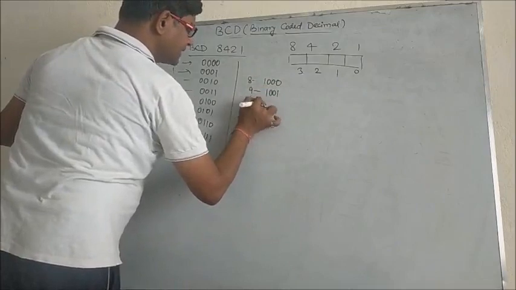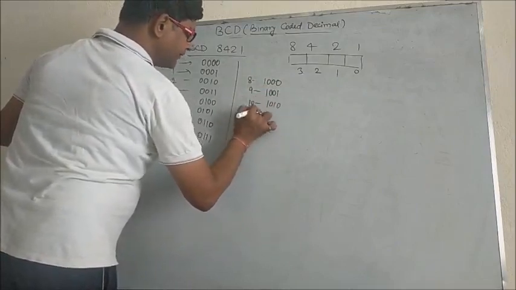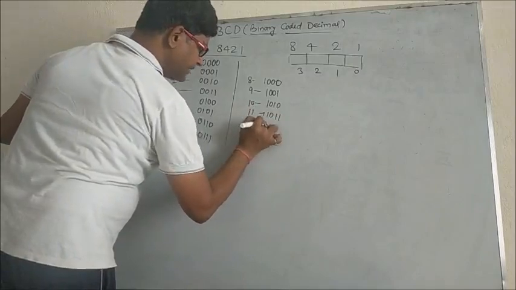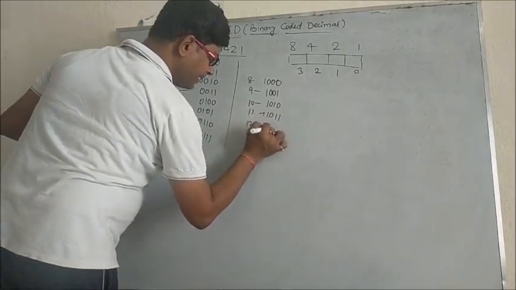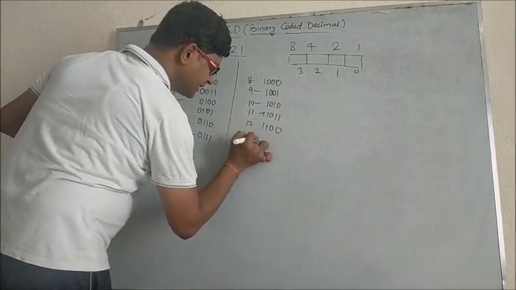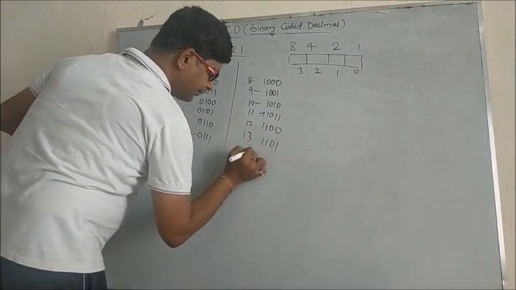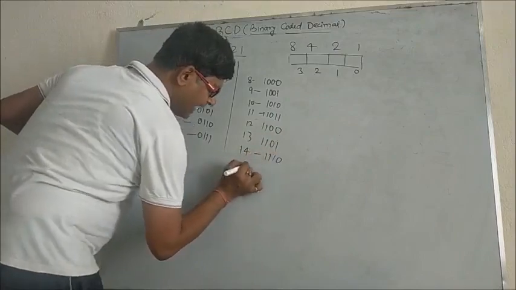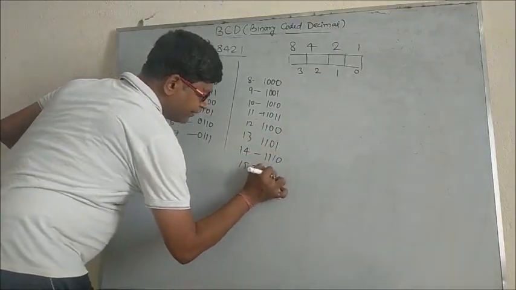For 10 it is how much? 1010. For 11 it is 1011. For 12 it is 1100. For 13 it is 1101. For 14 it is 1110. And for 15 it is 1111.